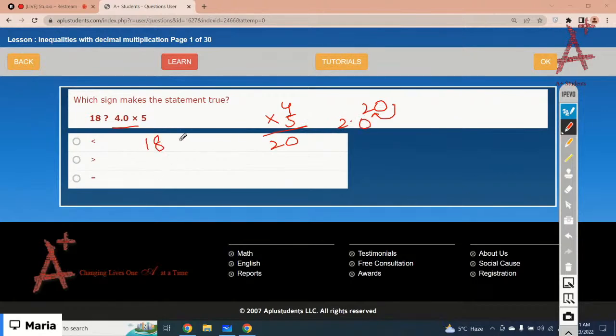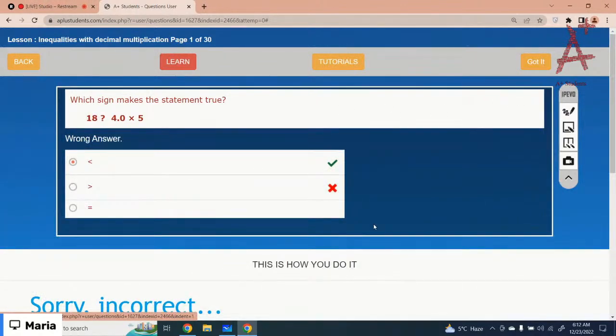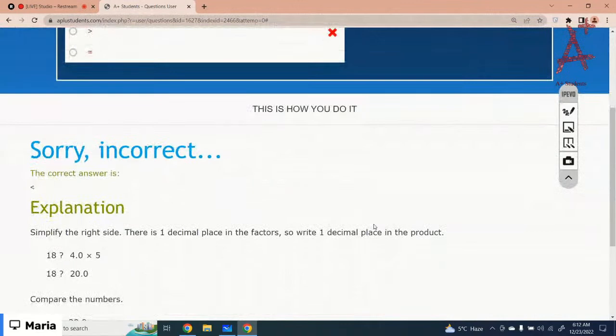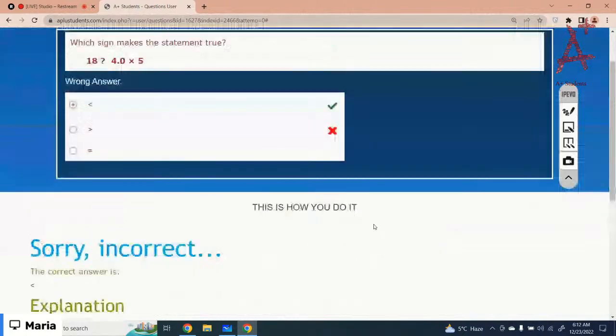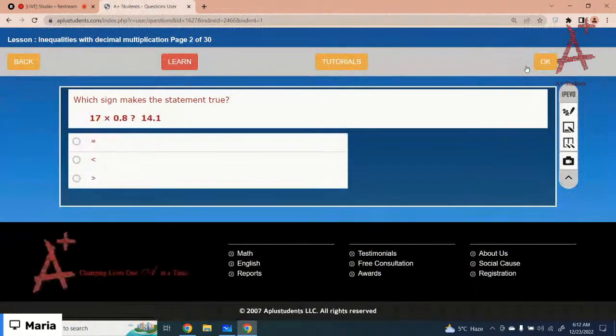Got it? So 18 is greater than 2. Sorry, it would be 4.0, not 0.4. I thought it was 0.4. So it is 20. So 18 is less than 20. Got it?